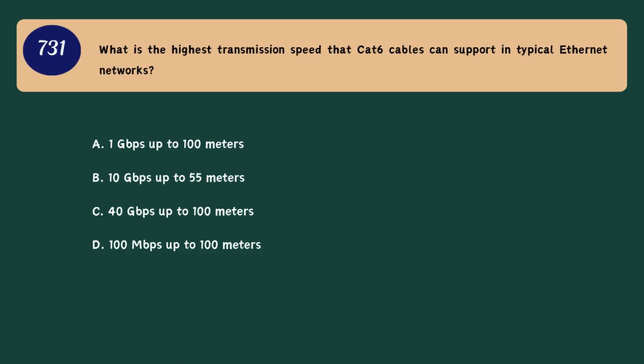Question 731. What is the highest transmission speed that Cat6 cables can support in typical Ethernet networks? A. 1 gigabit per second up to 100 meters. B. 10 gigabits per second up to 55 meters. C. 40 gigabits per second up to 100 meters. D. 100 megabits per second up to 100 meters.